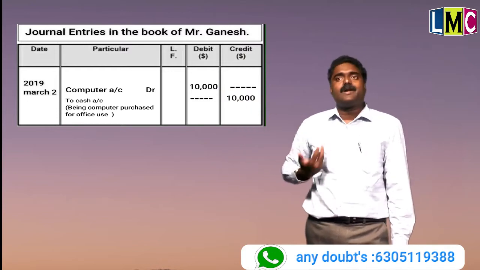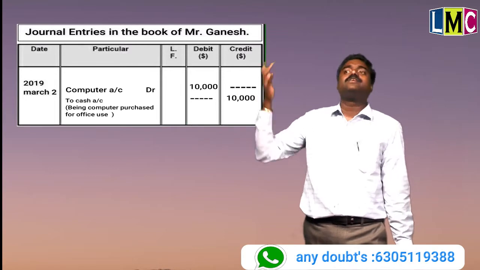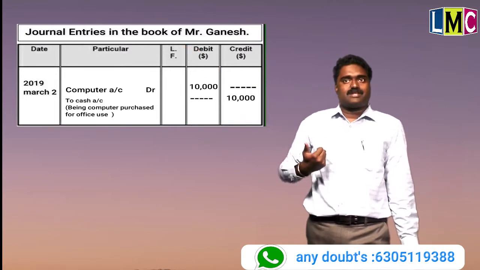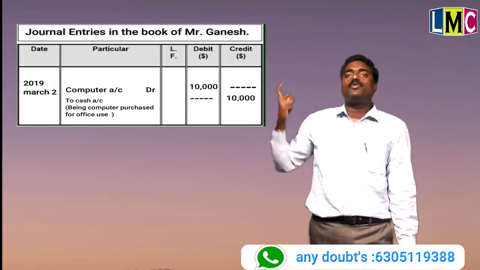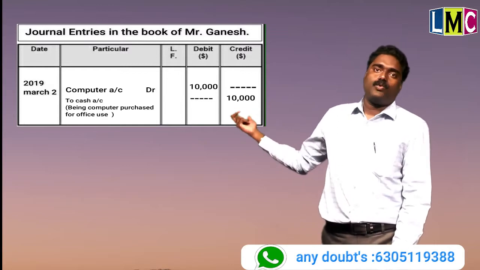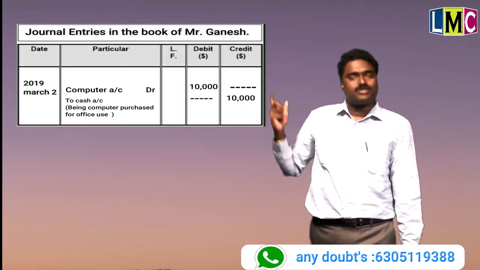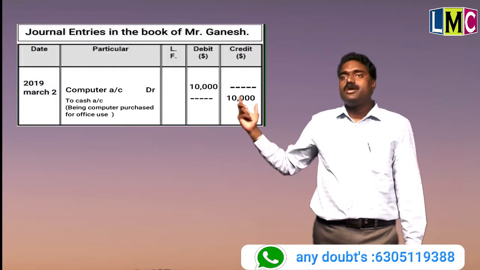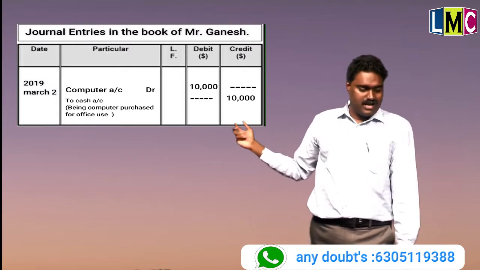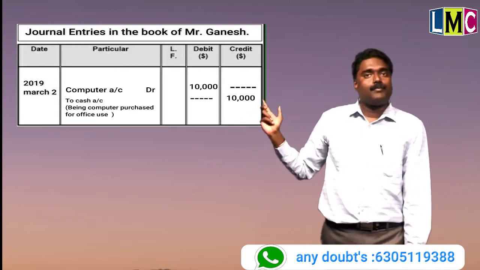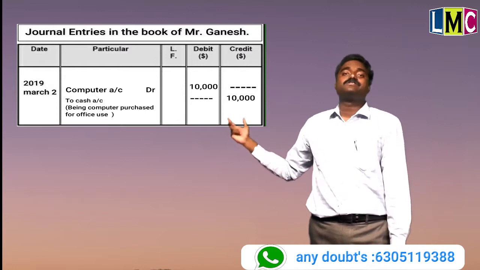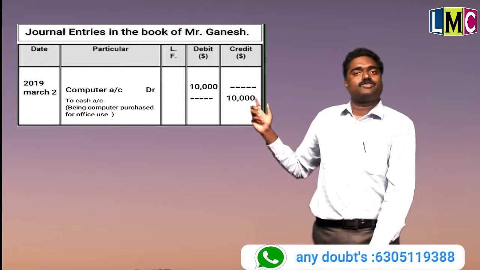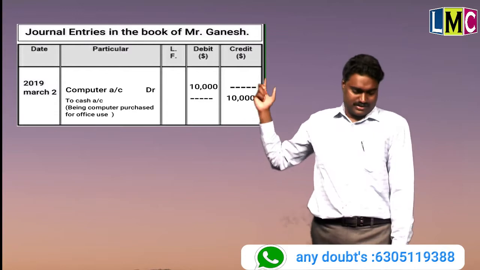So computer account debtor to cash account. Debit what comes in, credit what goes out. Same as before. Computer is coming in, so computer account debtor to cash account. How much is that? 10,000 rupees. Again, you need to write a narration and close it: being computer purchased for office use.